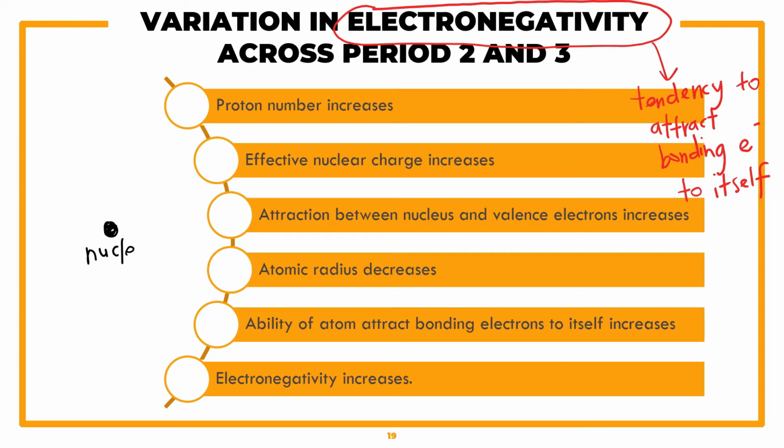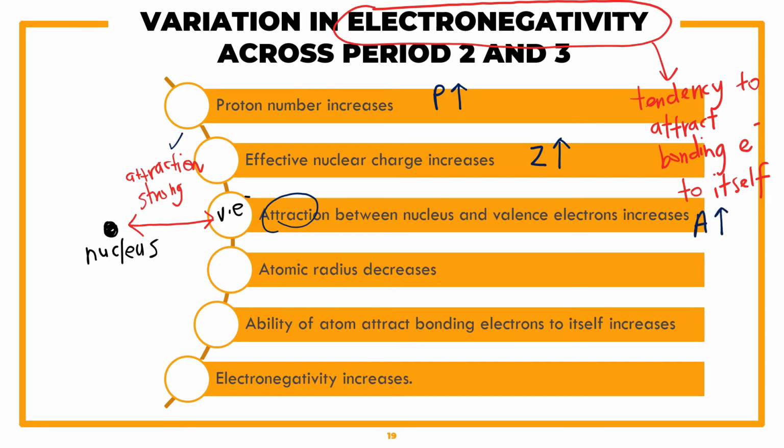So, across period 2 and 3, which means as we move from left to right of the periodic table, proton number will increase. So remember, when proton number increases, effective nuclear charge, Zeff, also increases. When Zeff is high, becoming more positive, we should expect that the attraction between nucleus and valence electron will increase. So stronger attraction between these two will cause the atomic radius or size to decrease.